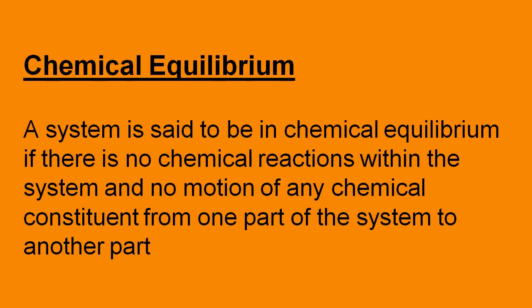And in chemical equilibrium, a system is said to be in chemical equilibrium if there is no chemical reaction within the system and no motion of any chemical constituent from one part of the system to another part. So, no chemical reaction as well as no movement of particles within the system. If these three conditions are satisfied, you can say that your system is at thermodynamic equilibrium.